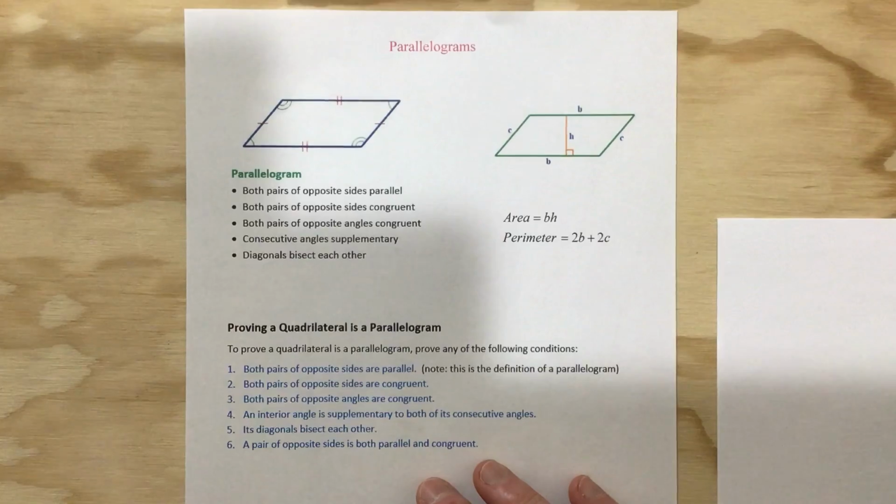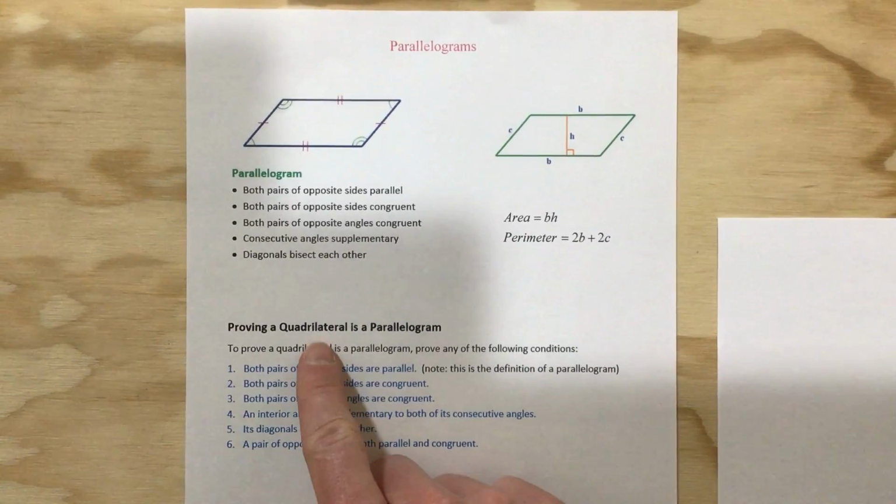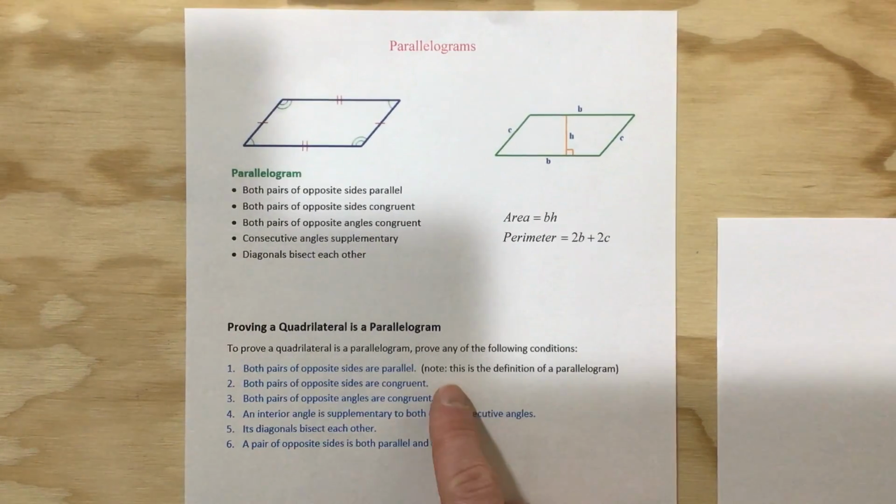Today's focus is really going to be about proving something is a parallelogram. So we're going to take a quadrilateral, which is a four-sided figure, four-sided polygon, and then we're going to try to prove it's a parallelogram. These are all the different ways you can prove it. Okay, again, this is the definition.